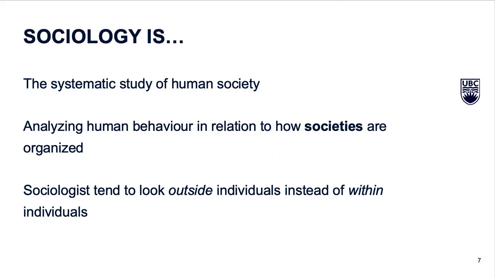So let's return to our definition of sociology. Last class, we defined sociology as the systematic study of human society. So you'll notice here that the unit of analysis, our focus, is not individual people, but society or other large social groups. And the study of human society is systematic because it follows a scientific method, uses transparent procedures that can be assessed by other scholars, and builds on previous research. One of the reasons why the previous example is sociological in nature is because sociologists tend to look outside of individuals instead of within individuals.